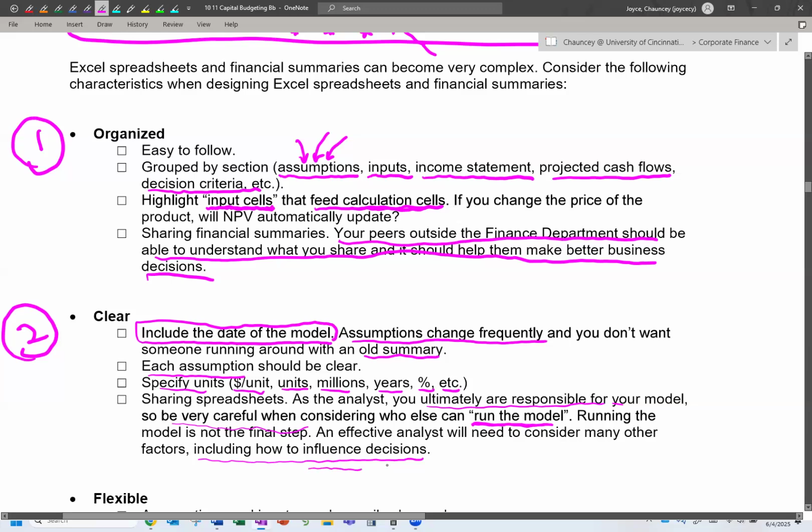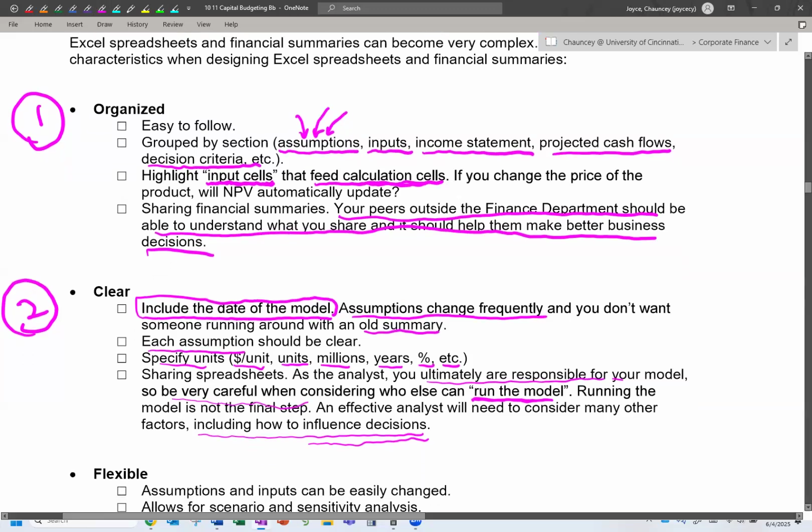And one of my favorite books is actually by Cialdini called Influence. So if you need help with that, if you're a finance major, you may want to look up Robert Cialdini and his Influence book.